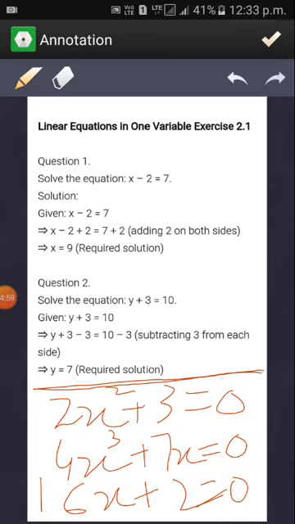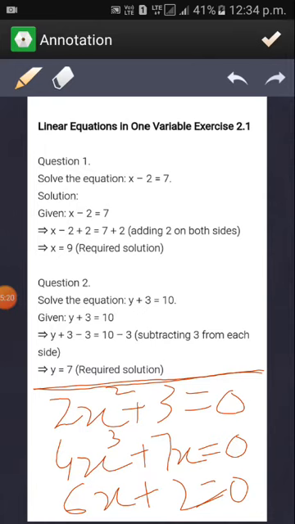Now moving to next, 6x plus 2. Here the constants are 6 and 2. Variable is x. What is the power of this variable x? The power of this variable x is 1. So I can say that the degree of this 6x plus 2 equal to 0 is 1.